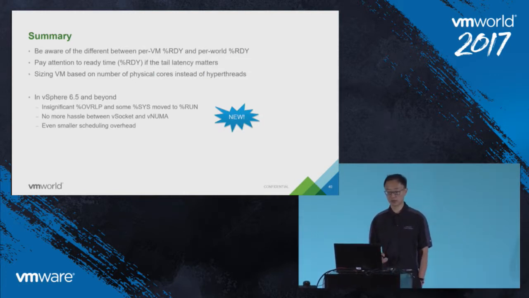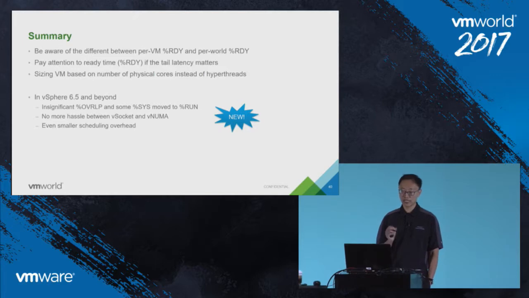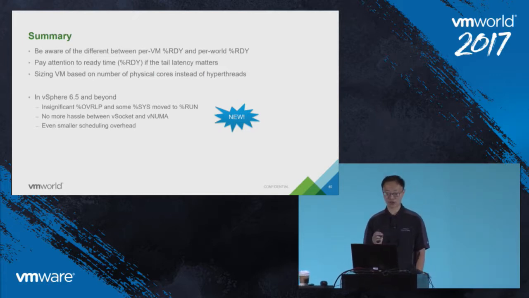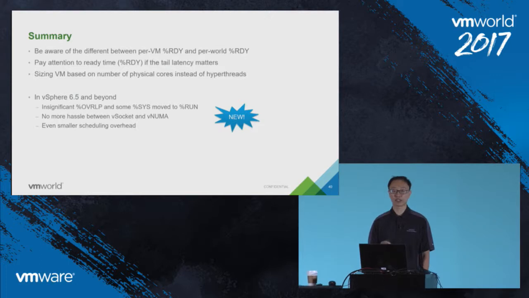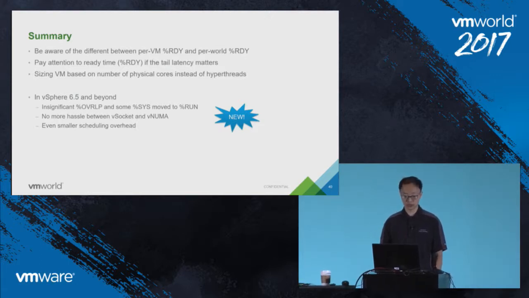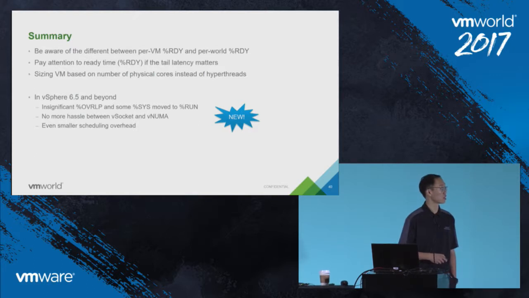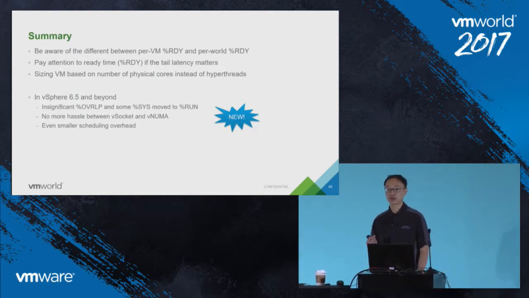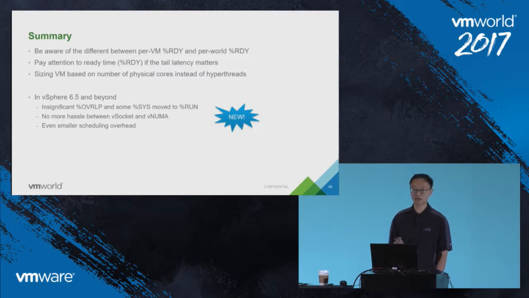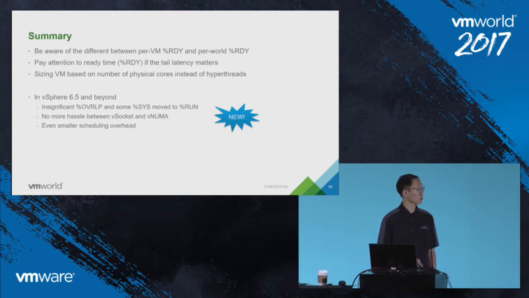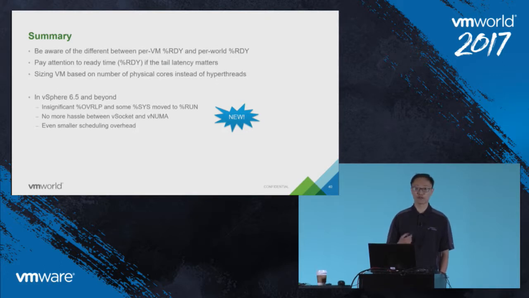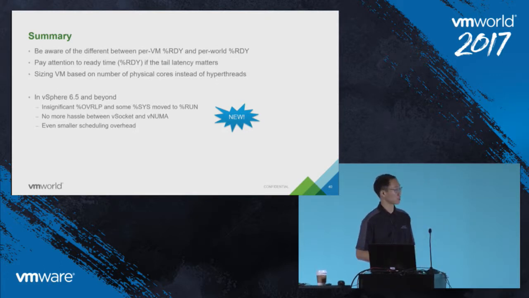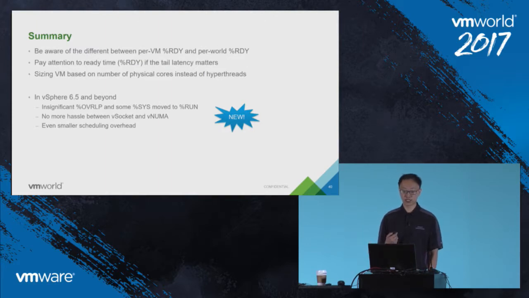In 6.5 and beyond, a couple of new things. We have an increasingly insignificant overlap time, and some system time is actually moving to run time to make it more intuitive. And regarding the hassle between vSocket and vNUMA, the guideline is to configure cores per socket as you like, and leave the vNUMA decision to the host, the ESX scheduler. And what I didn't mention before is that we always keep reducing the scheduling overhead of our resource management stack. So in 6.5, we actually have a significantly smaller scheduling overhead compared to 6.0 and 5.5.